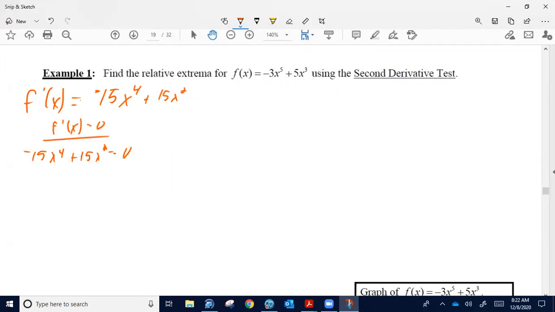I can factor a negative 15x squared out of this and get x squared minus 1. From here, we can see that x equals 0 is going to be a critical number. x squared minus 1 is going to give me x equals 1 and x equals negative 1. So these three spots are potential maxes and mins because they're critical numbers. It's where the derivative equals 0.